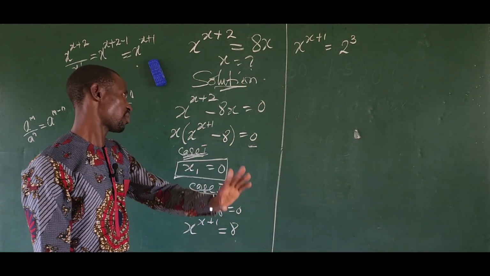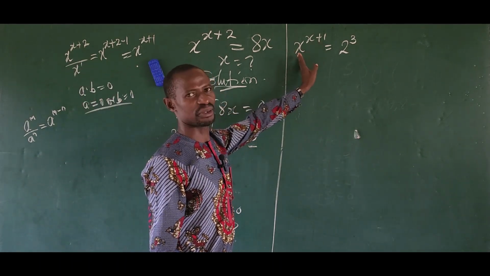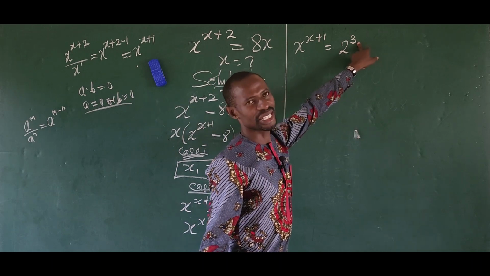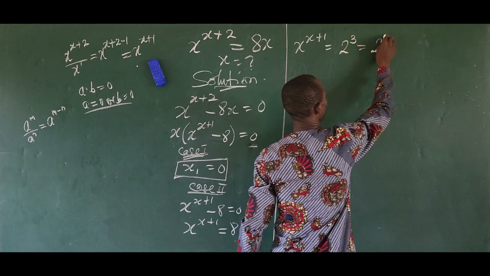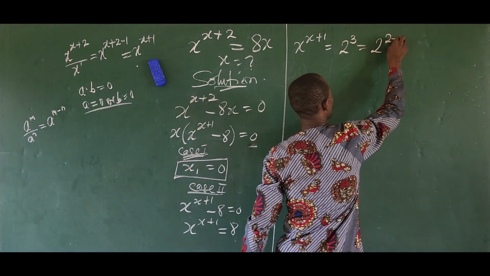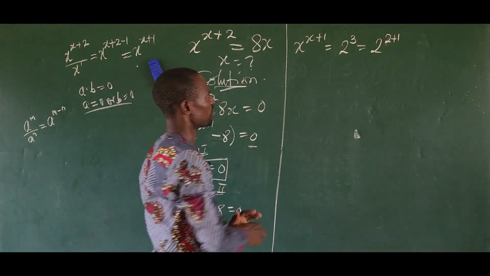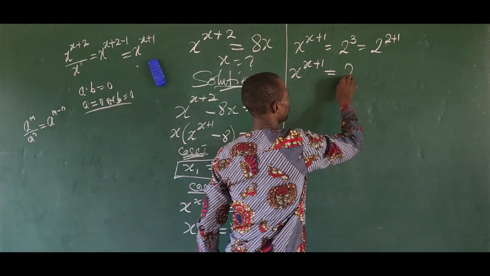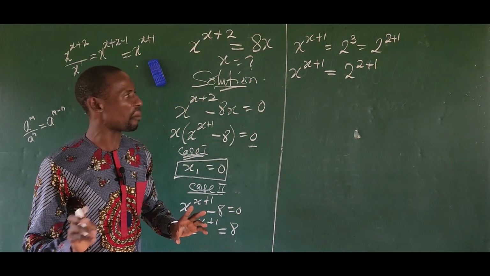So what we do here, we don't want to log both sides of the equation. Look at this power here. We have to rewrite this power. This power could be written as 2 to the power of 2 plus 1. So let's look at the two exponents. We are now having x to the power of x plus 1 equals 2 to the power of 2 plus 1.